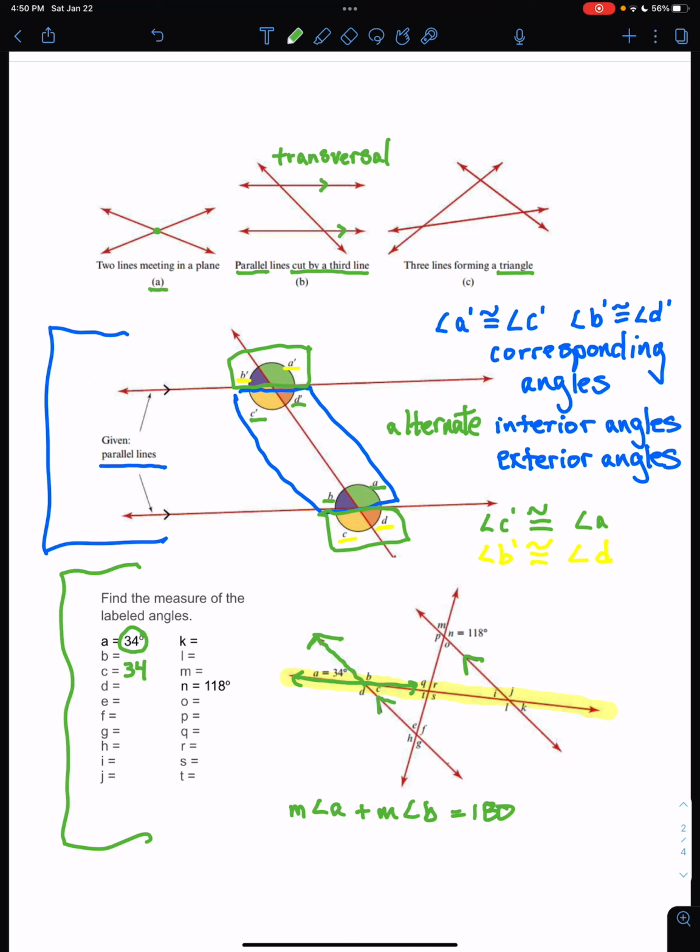Great. So we can take 180 and subtract 34 for the measure of angle A, and we can get the measure of angle B. So if I do a little math magic here, I end up with 146 for the measure of angle B. And knowing that B and D are vertical angles, we should also see 146 for the measure of angle D.